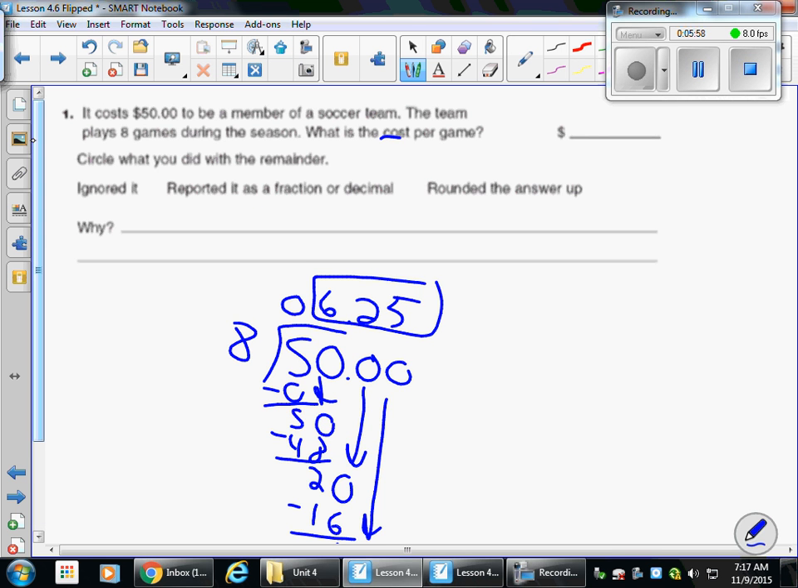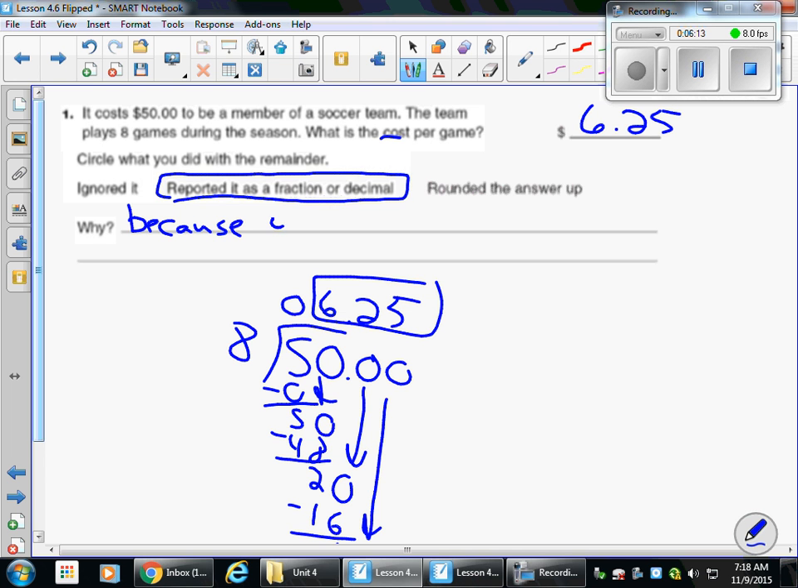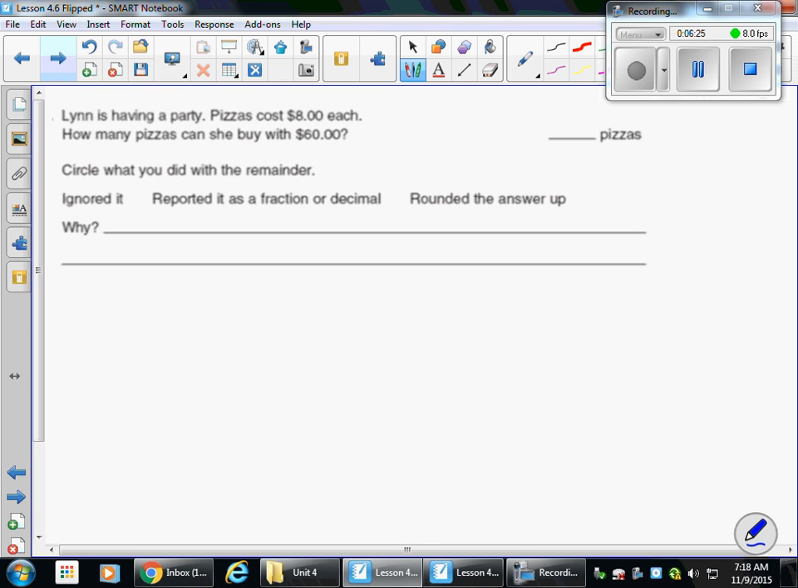So what is the cost per game? $6.25 is the cost per game. What did you do with the remainder? We reported it as a decimal, right? That's why we got the 25 cents. Why? Because we are dealing with money. That's the reason why, kids. We can't ignore that extra 25 cents. Okay? Let's do another example here.